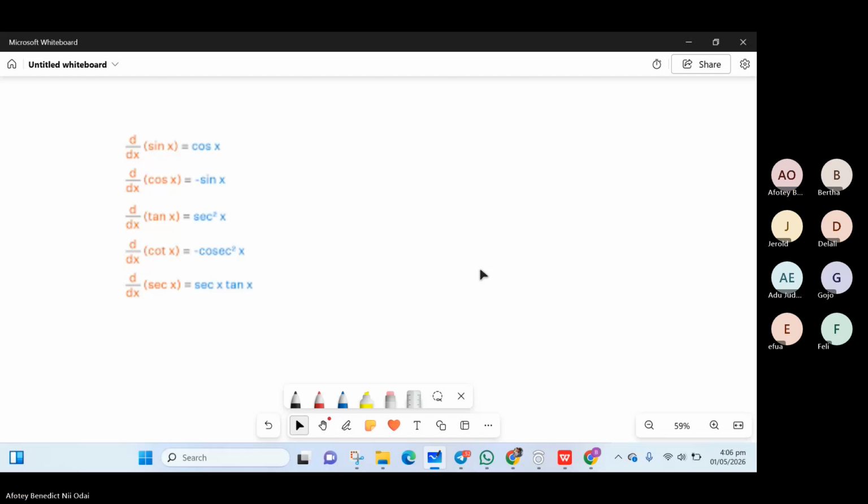Now, so basically, these are the formulas that we would be using, but there's something that I would like to show. Let me not talk this, let me just pick an example, then we continue from there. So let's solve this together.